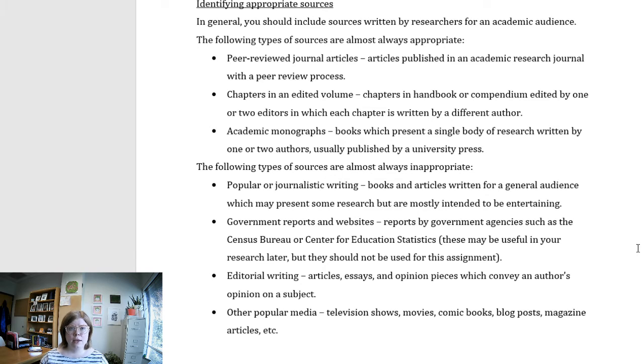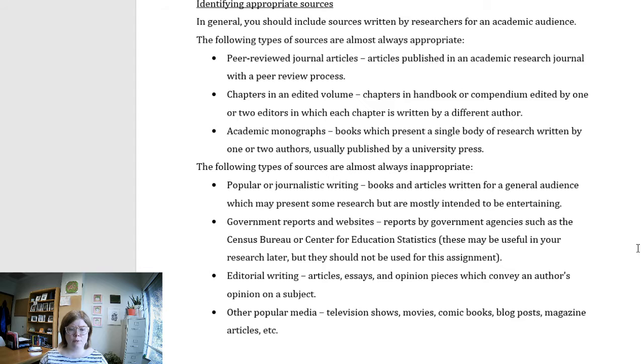Neither would a popular culture kind of Malcolm Gladwell style book. There's nothing wrong with these books. They're fine information, but they don't go through an academic process that we consider part of research writing.